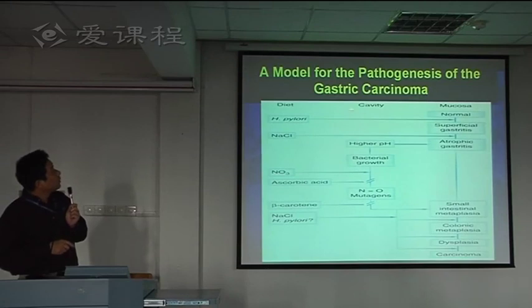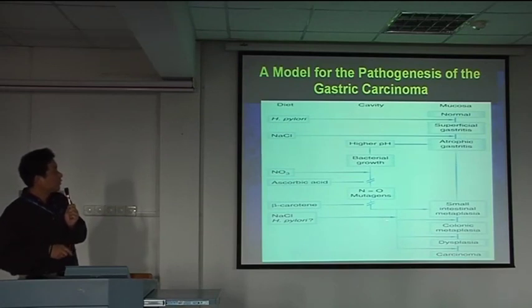And this is a picture of the pathogenesis of gastric carcinoma. There are many risk factors that promote the occurrence of stomach cancer. Dysplasia and early cancer in situ, and then early cancer and advanced cancer.